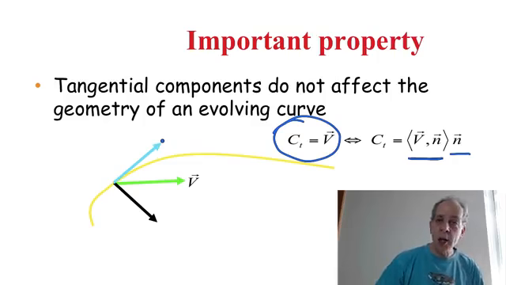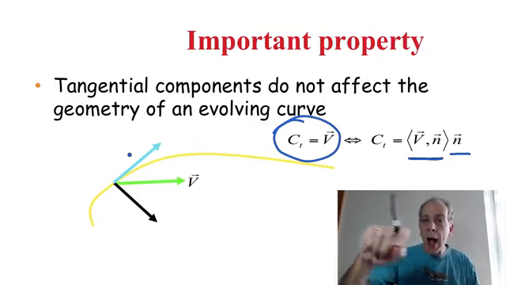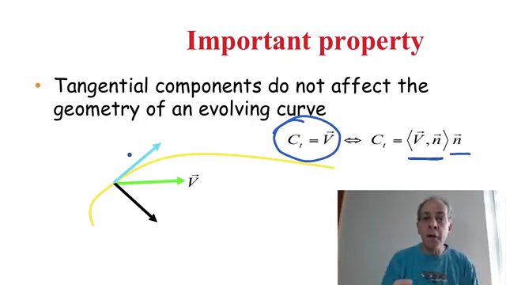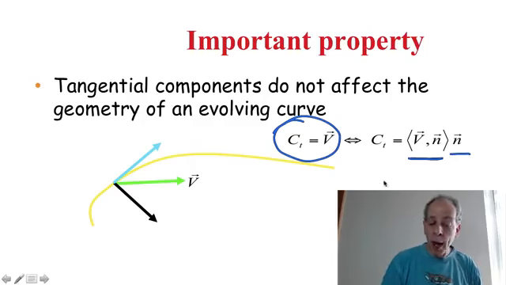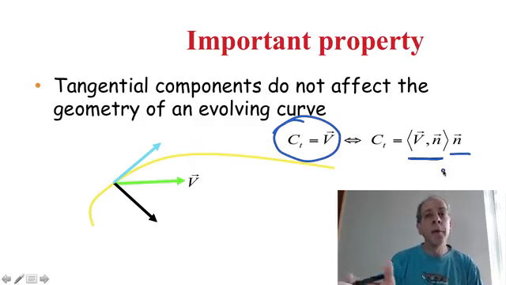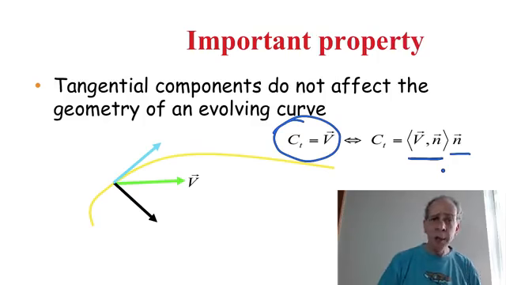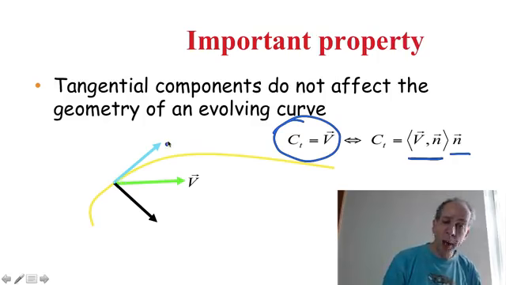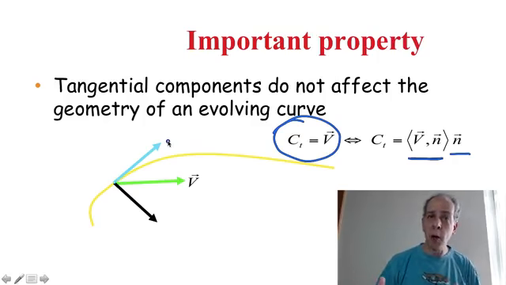Remember, the tangent is the direction in which you're traveling along the curve. So adding these terms is kind of changing the velocity at which things are moving, but they're moving along the curve. They're not really deforming the shape of the curve. So often we are going to just write curve evolution as deformations in the normal direction. That's all we care about. Sometimes, for convenience, if you want, you can add tangential components. You can add them as you wish because they don't deform the curve.